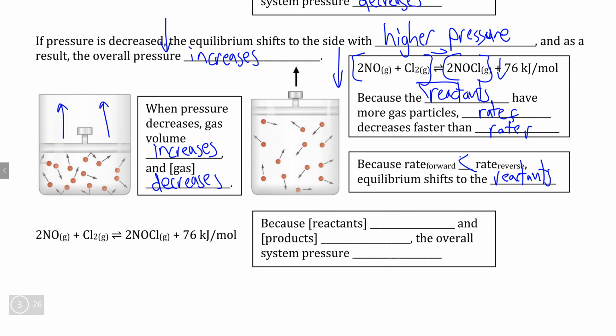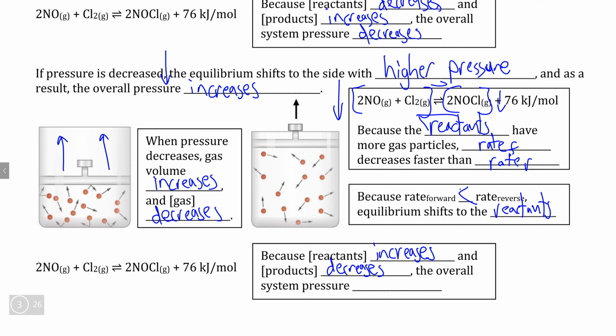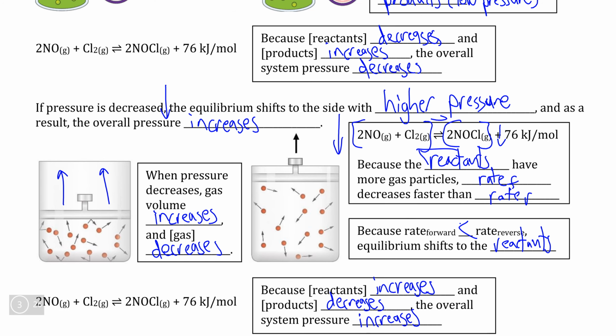Now, as our concentration of reactants increases because the reverse rate is now greater, that means our concentration of products is going to decrease, and because we're pushing the equilibrium toward the side with a higher pressure, we're making more gas particles from a side that has less. The more gas particles we have, the higher the pressure is going to be, which is why this results in a pressure increase.